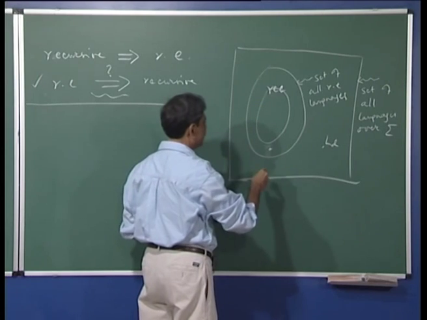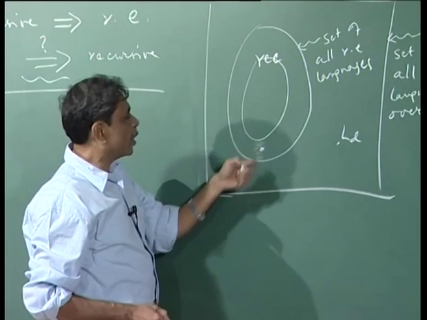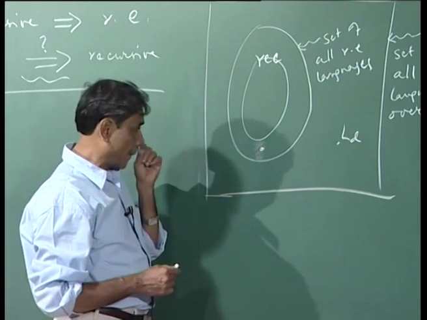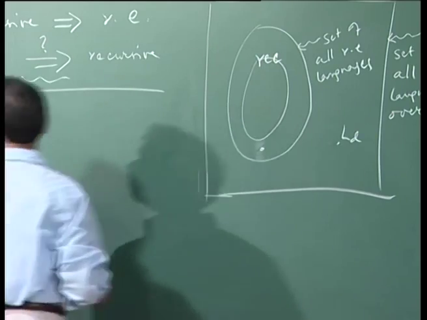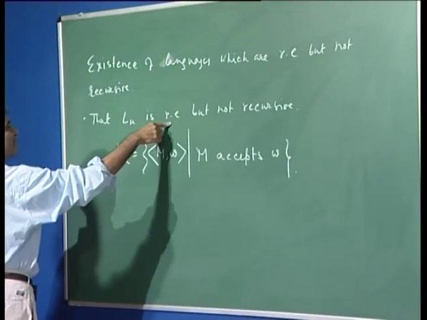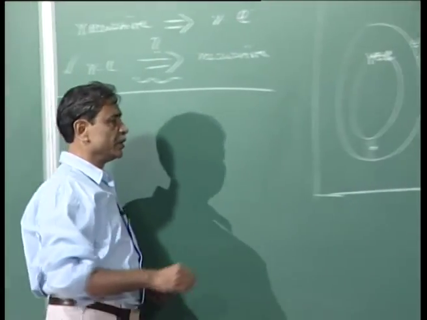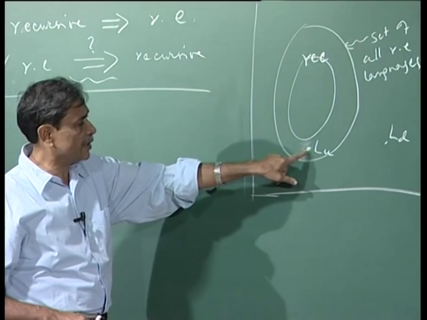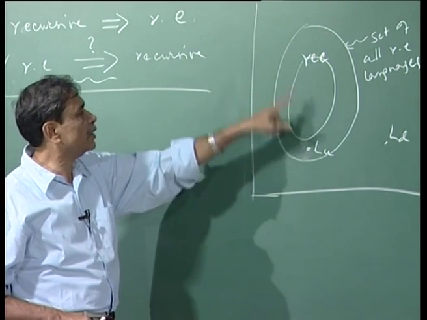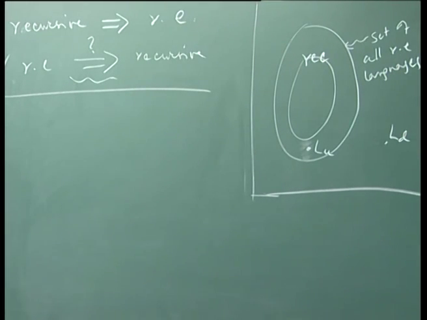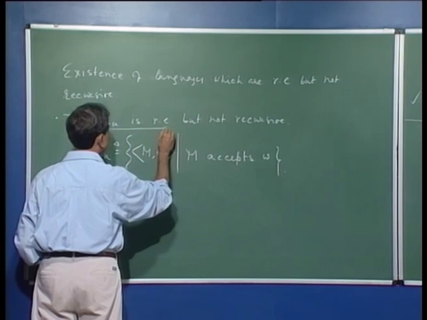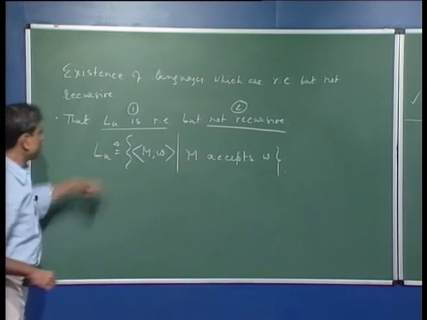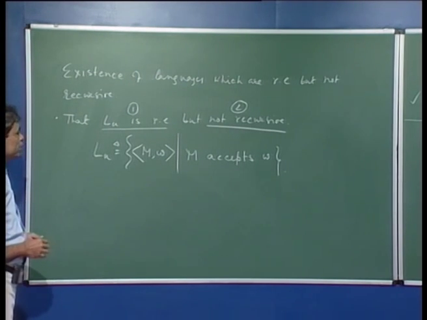The question is whether this subset is a proper subset, whether the set of recursive languages is a proper subset of the set of all recursively enumerable languages. When we prove that LU is recursively enumerable but not recursive, we show the separation between these two sets, and that the separation is strict. We need to do two things: point one, show that LU is RE; point two, show that LU is not recursive. We will do it one by one. So, let us first prove that LU is RE.